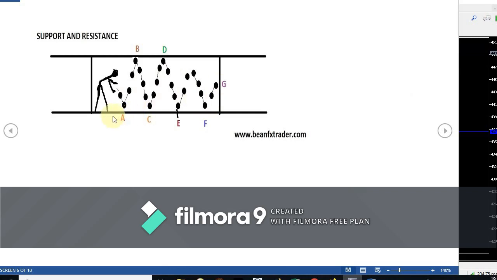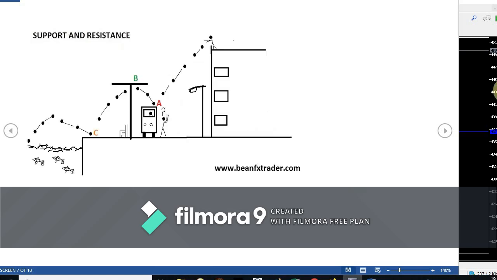So this illustration can be compared to the way price meets with force. Force meets price at A, C, E, F. Force also meets price at B and D. So the force that meets price at the bottom or at the base is known as the support. The force that meets price at the top is known as the resistance.